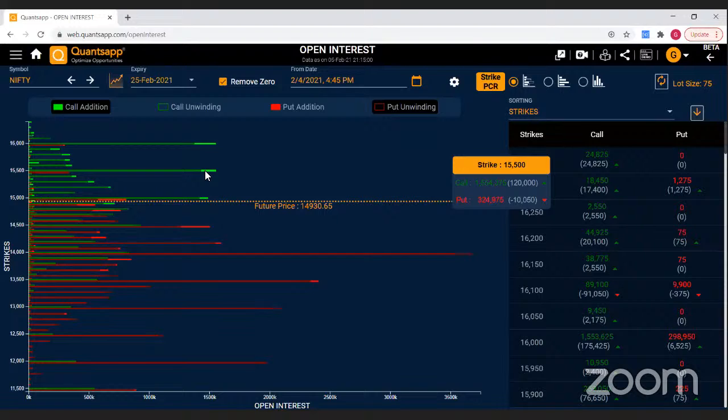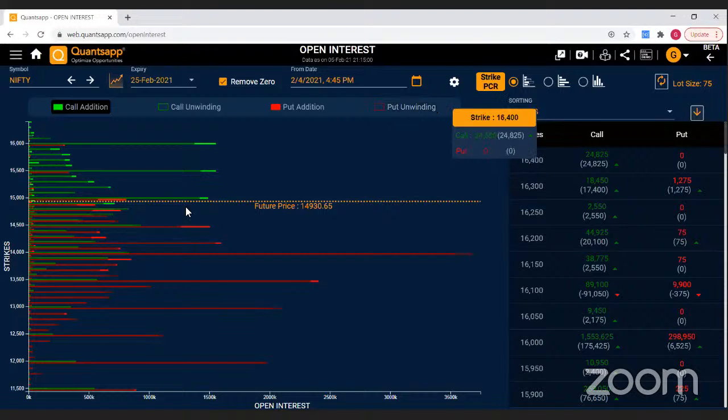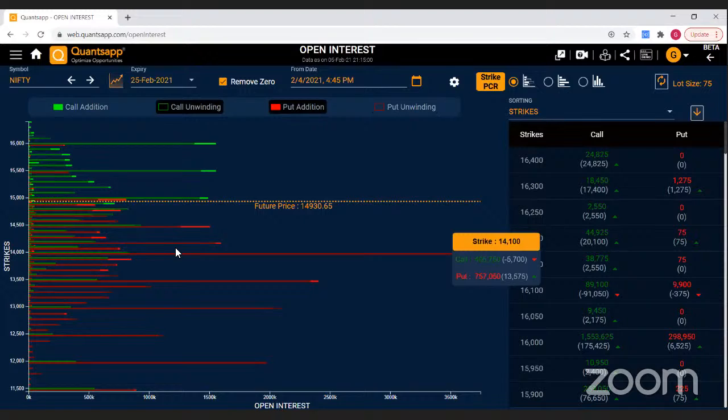But if you are unwinding your position, suppose I shorted 10 options and somebody bought them, so the open interest will increase by 10. Now I buy 3 options. So first I short sell 10, now I'm buying 3, so the open interest will decrease by 3. Now open interest will be 7. So that is why in unwinding the open interest is decreasing, and addition means you are adding more and more open interest at particular levels.